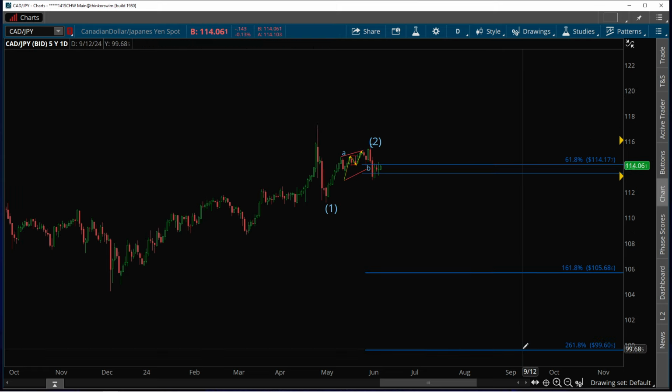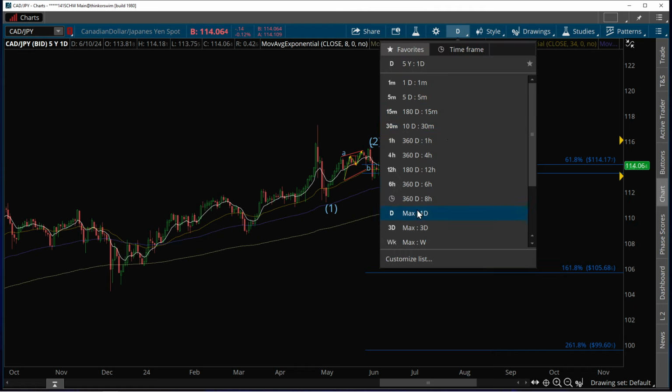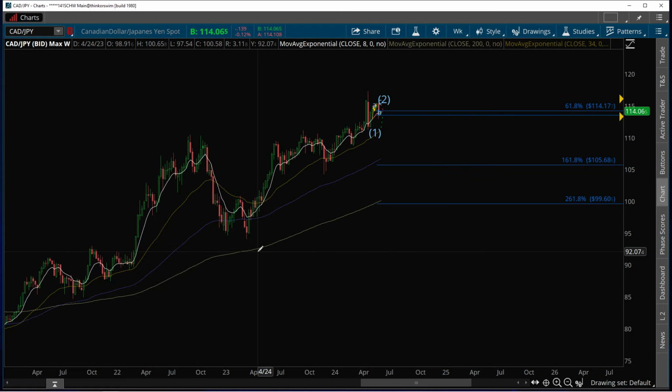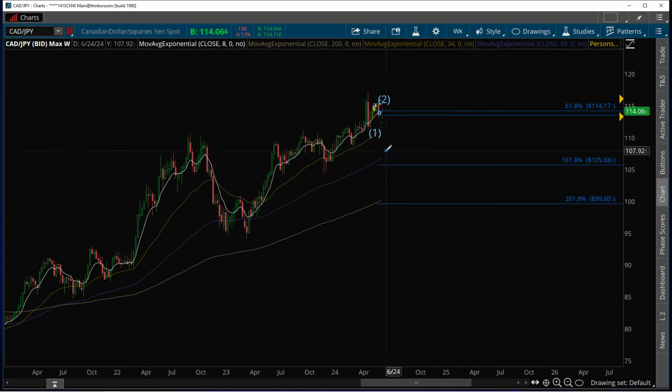2618 comes in at $100, and the 1618's at like 106. And when we put our indicators back on, that would just be your weekly 89 and 200. All right, so we're looking at this as a 1, a 2, getting ready to start a wave 3 down, right? A 1, 2, 3, 4, 5, 6, right? Are we going to end at the 2618 or the 1618? So these are our two targets, right?